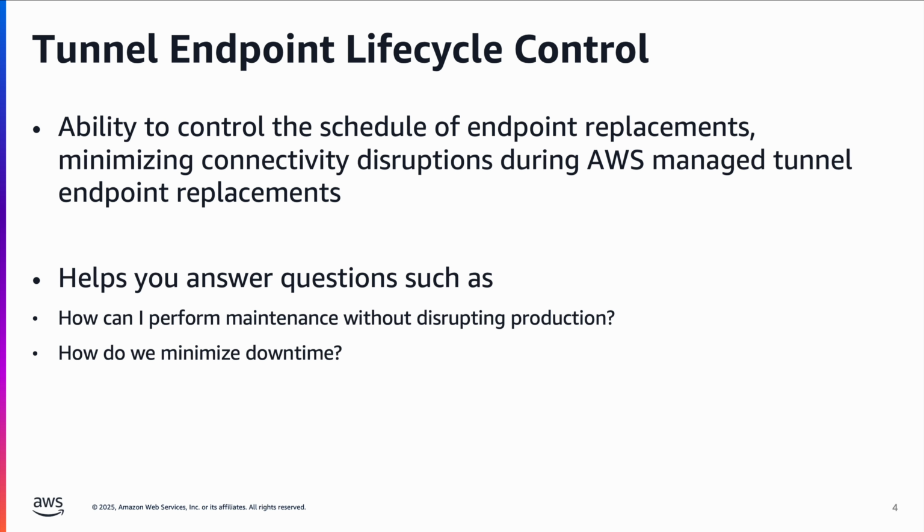Thanks, Rahul. Let's talk about Tunnel Endpoint Lifecycle Control. AWS Site-to-Site VPN is a managed service and periodically applies updates to your VPN connection for patches, resiliency improvements, and other enhancements. When we enable this feature, it provides control over the schedule of endpoint replacements to minimize connectivity disruptions. Now you can choose to accept AWS managed updates at a time that works best for your business.